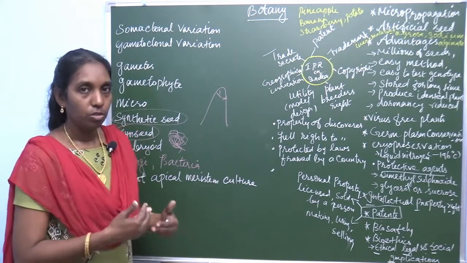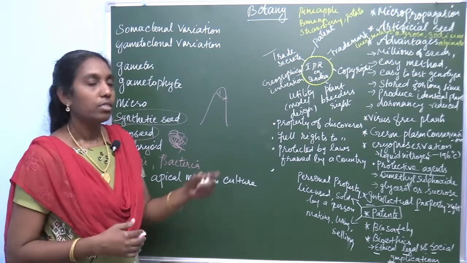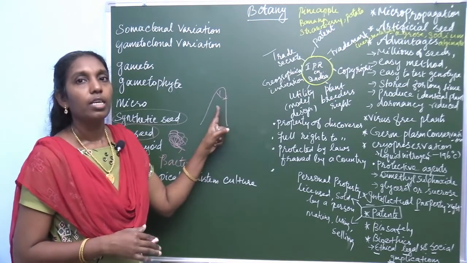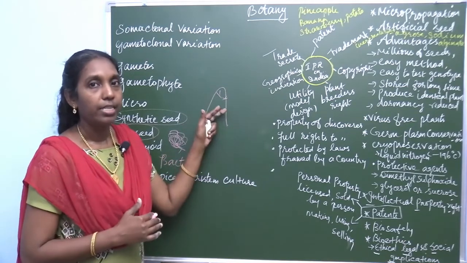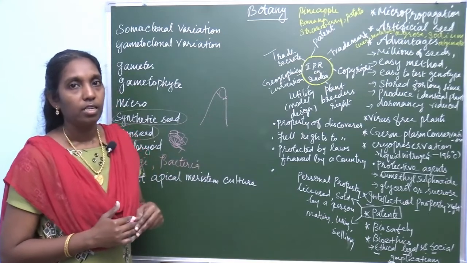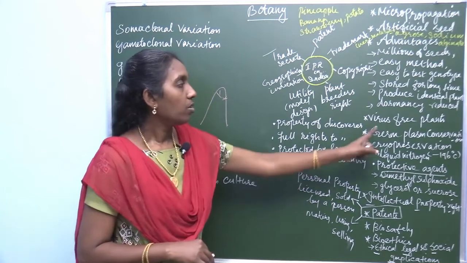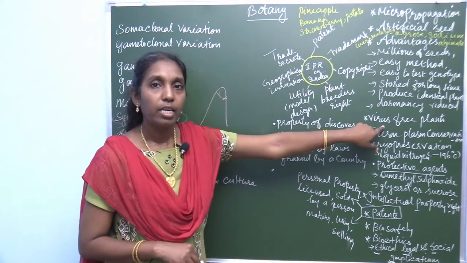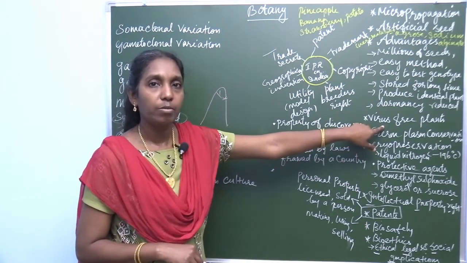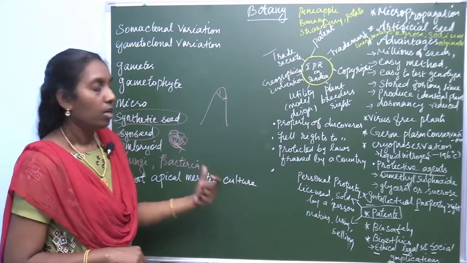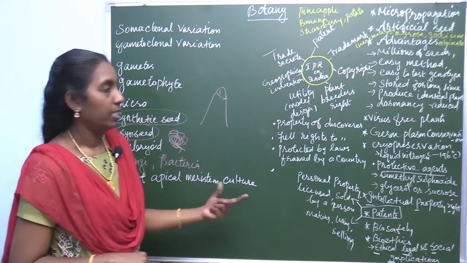Viruses invade through roots, so when the plants are developed from the shoot apical meristem, the virus cannot enter into this plant. That's the reason shoot apical meristem is selected. The virus free plants are obtained by shoot apical meristem culture. This is one of the methods to develop a plant.